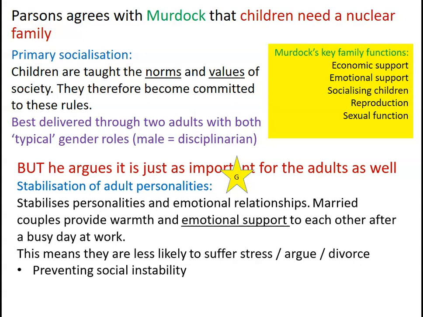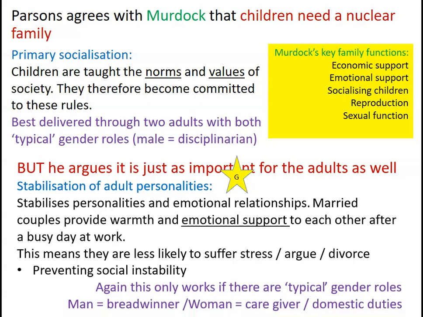Interestingly, though, Parsons believes this only works if there are typical gender roles. So the man is the breadwinner. He is the one working, and the woman would be the caregiver, responsible for the care and the domestic duties in the house. Effectively, what he's looking for is a family where the man would work and perhaps get quite stressed out with work, and he'd come home and get his emotional support from the wife. So he believes this only works in families with typical gender roles, which obviously isn't necessarily what happens anymore. That's one of the problems with Parsons' ideas, because both men and women generally work.